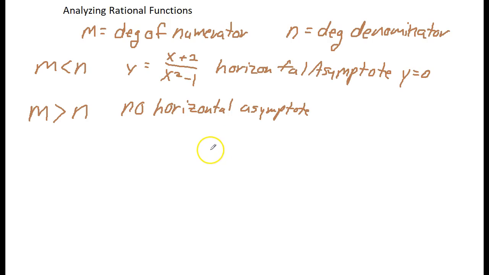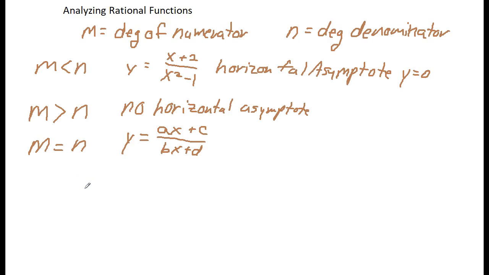All right. Now, what if the degree of the numerator is equal to the degree of the denominator? That's something like this. We're going to use variables here. So y equals (ax plus c) over (bx plus d). See, our x's have the same degree. They're both to the first power, or they would both be to the second power.